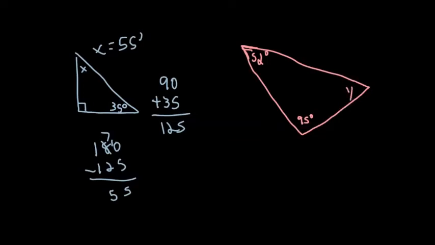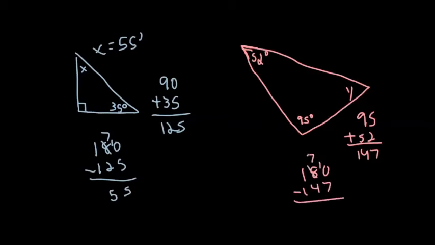The red triangle there, we have measures of 52 and 95, so we're going to add those up to get 147. And then we're going to take the 180 and subtract 147 to get y equals 33 degrees. And when I was drawing these triangles, I wasn't using a protractor, so don't try and use a protractor to find these degrees. Just use the numbers you're given to prove your answer.